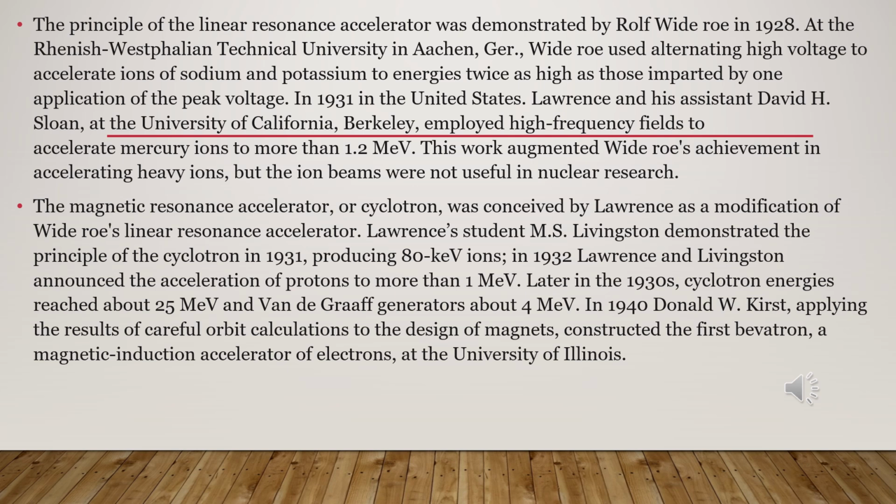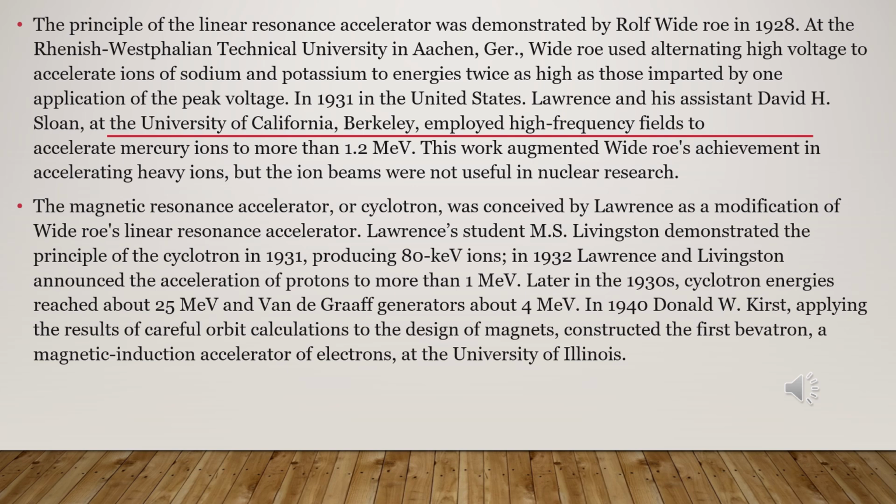In 1931, in the United States, Lawrence and his assistant David H. Sloan at the University of California, Berkeley, employed high-frequency fields to accelerate mercury ions to more than 1.2 megaelectronvolts. And in 1931, Lawrence's student M.S. Livingston demonstrated the principle of the cyclotron, producing 80 kiloelectronvolt ions.